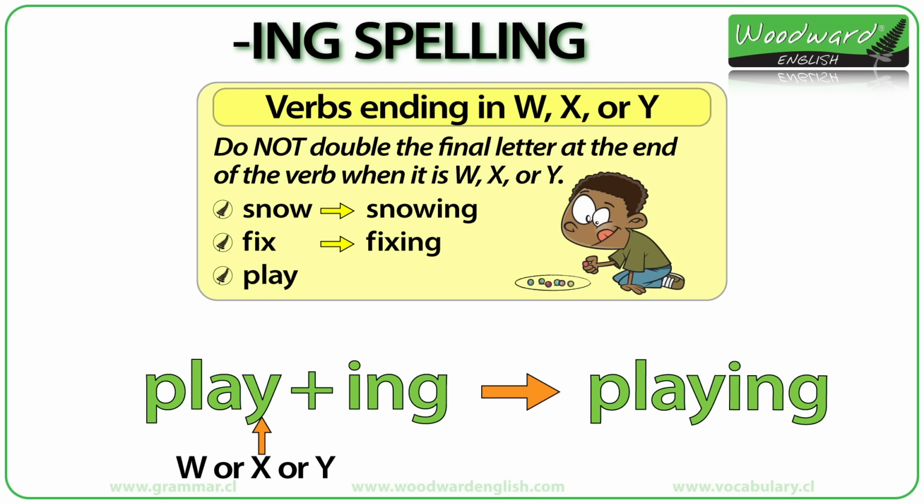Play ends in a Y, so we just add ing. Play becomes playing. These three words end in a consonant, a vowel, and a consonant, but they end in a W, X, or Y, so we do not double the final letter.